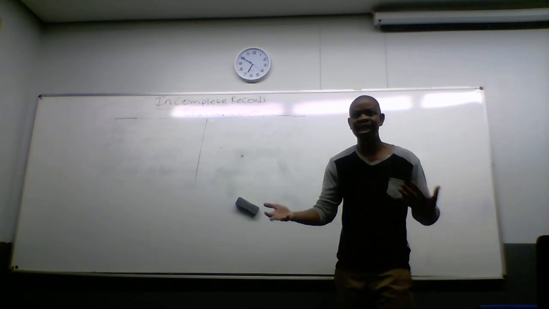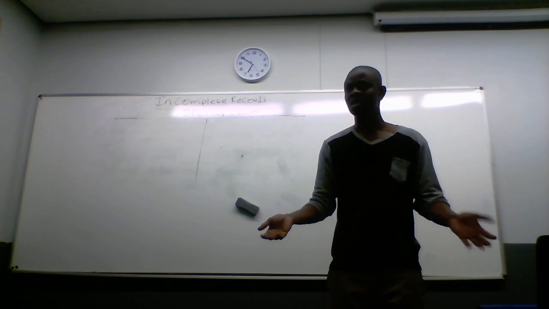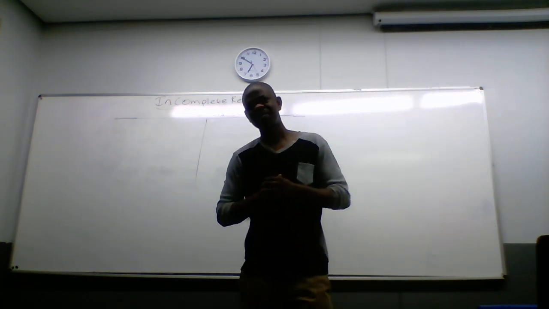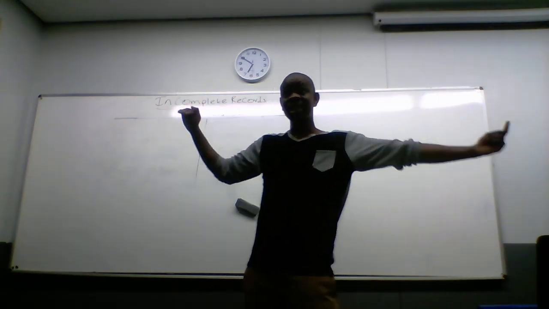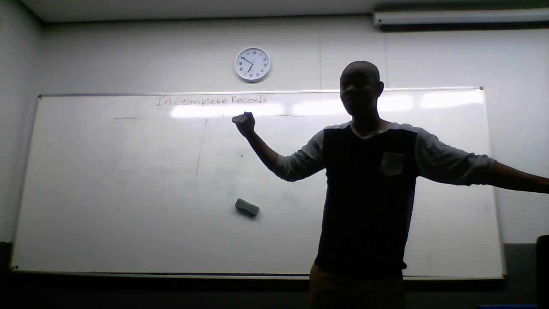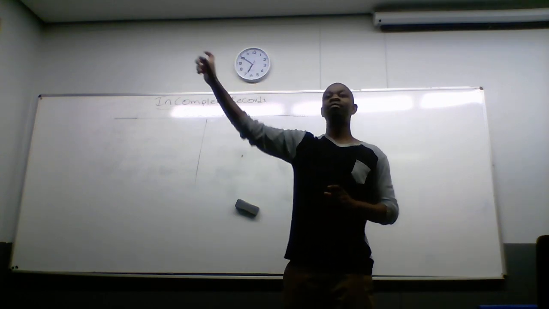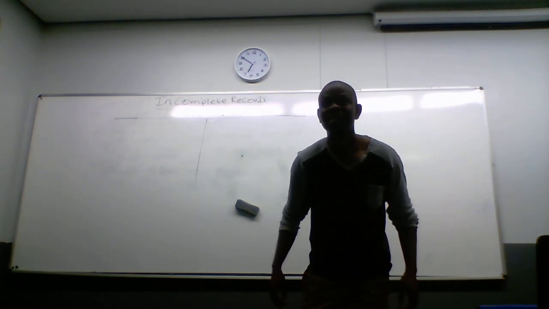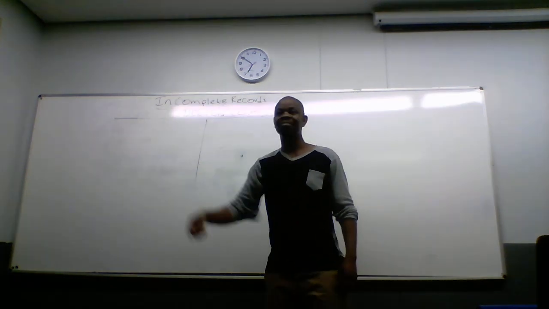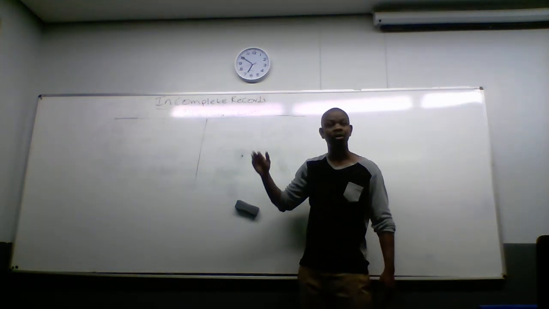So, when they say incomplete, nothing hectic. Remember the statement of profit and loss? We start from the sales, we end up with what? Profit for the year. They can give you other items, but somewhere they leave other items blank. You must have a way of finding them. That is called what? Incomplete records.